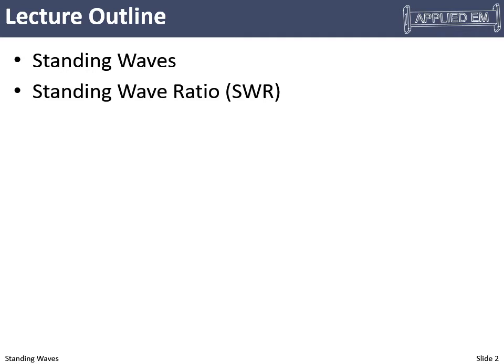Our next topic is to look at what happens when we have this reflected wave overlapping our transmitted wave. And the interference, or the combination of those two, lead to something called a standing wave. So we'll talk about that. We'll visualize it, a bunch of different waves, and then we'll end this with a discussion of the standing wave ratio, which is a metric that we'll use to quantify standing waves.